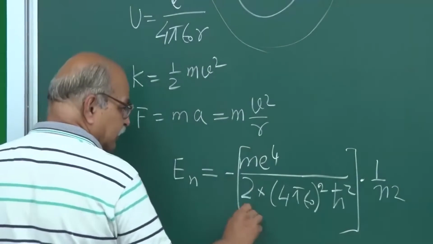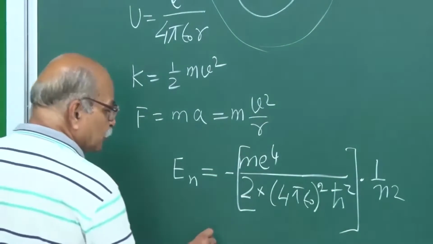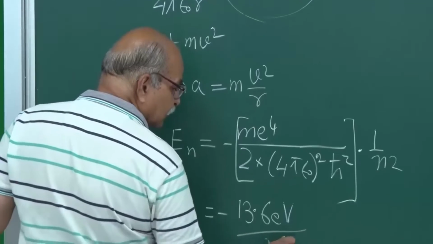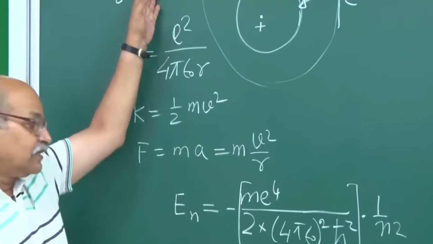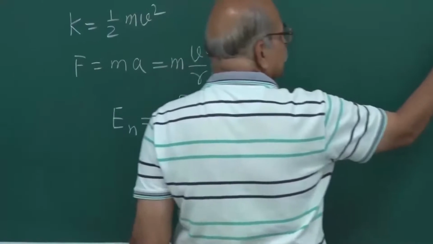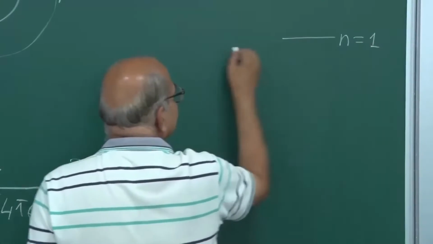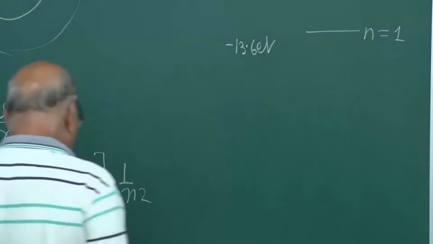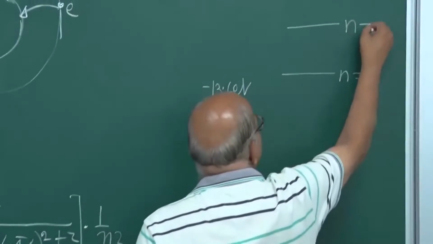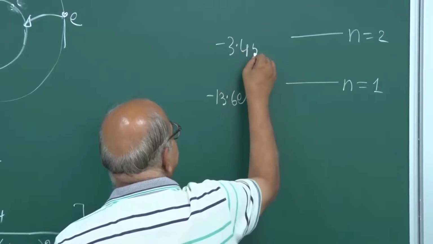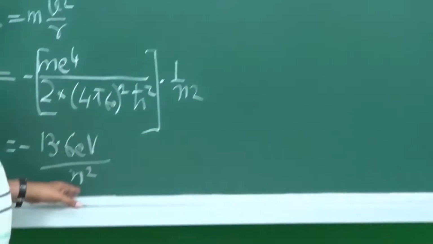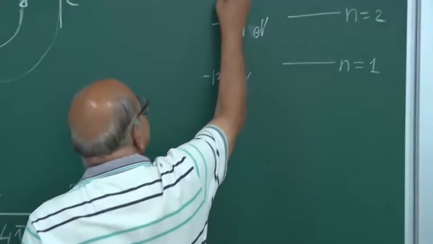And this whole constant turns out to be almost minus 13.6 eV, and therefore this divided by n square. So if angular momentum is quantized, energy is also quantized. For n equal to 1, you have energy minus 13.6 eV. For n equal to 2, it will be divided by 4, so n equal to 2 is minus 3.4 eV. For n equal to 3 it will be this divided by 9, so it is something like minus 1.5 eV.